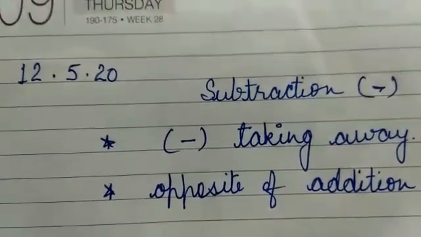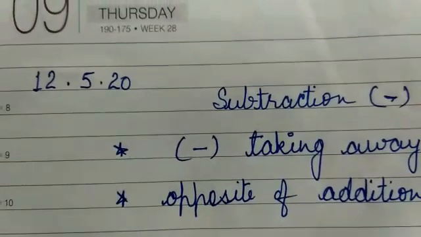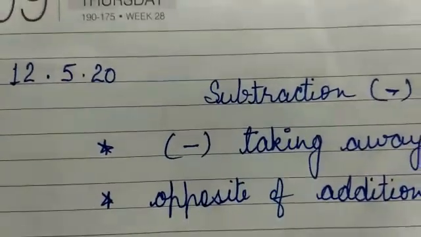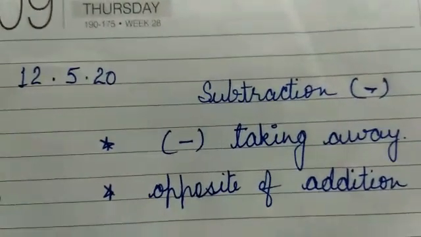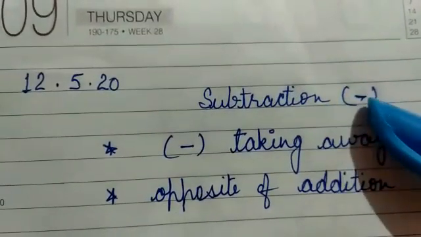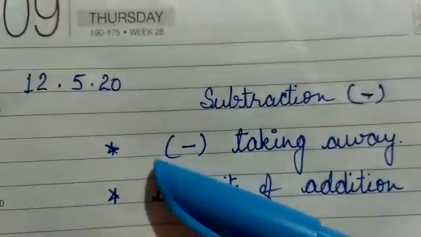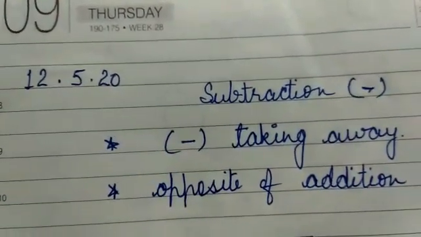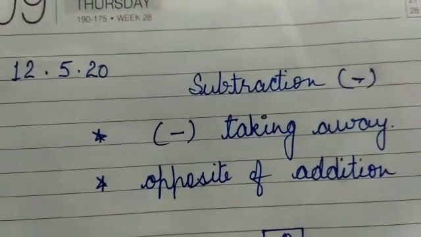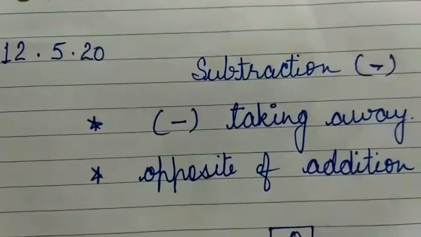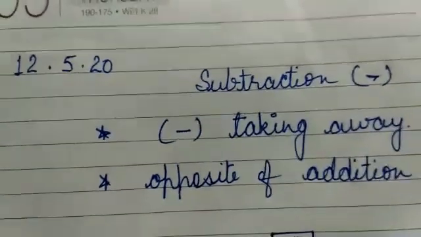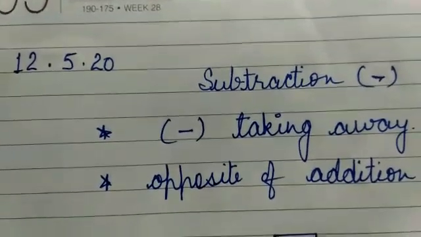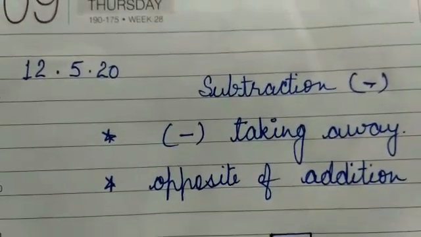So, children, subtraction means taking away one number from another number. And subtraction is the opposite of addition. You can see here, this is the sign of subtraction. So, children, today we'll do subtraction by using column method. While starting column method, first of all you have to make a place value chart as we have done in addition. Fine, and let's take one example.